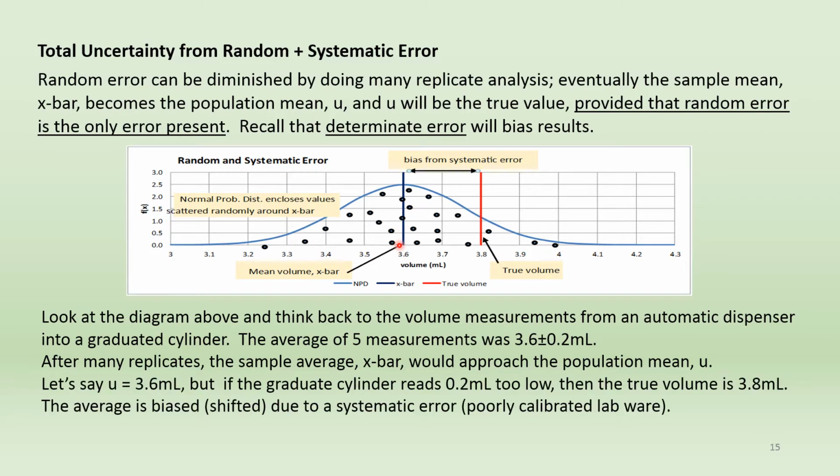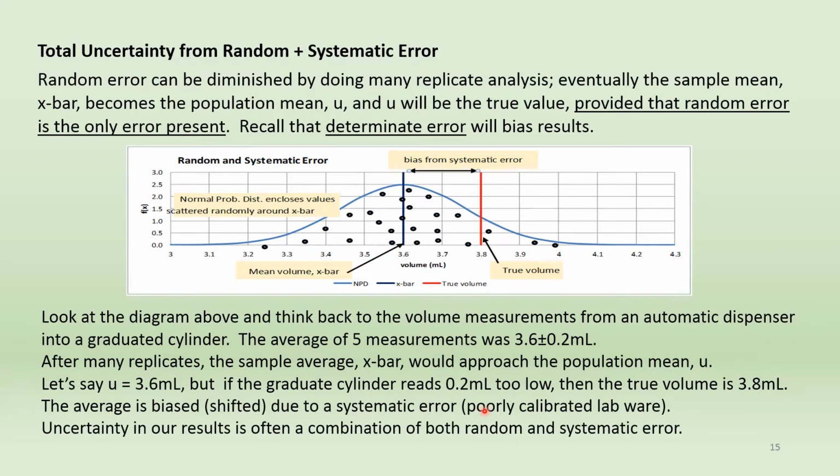is 3.6. But now let's say that the graduated cylinder is reading 0.2 mL too low. So all of our readings should have been 0.2 mL higher, which means the true volume would have been 3.8, actually up here. So the sample average was shifted or biased to the left due to systematic error, in this case due to poorly calibrated labware. So uncertainty in our results, as it turns out, is often a combination of both random and systematic error together.